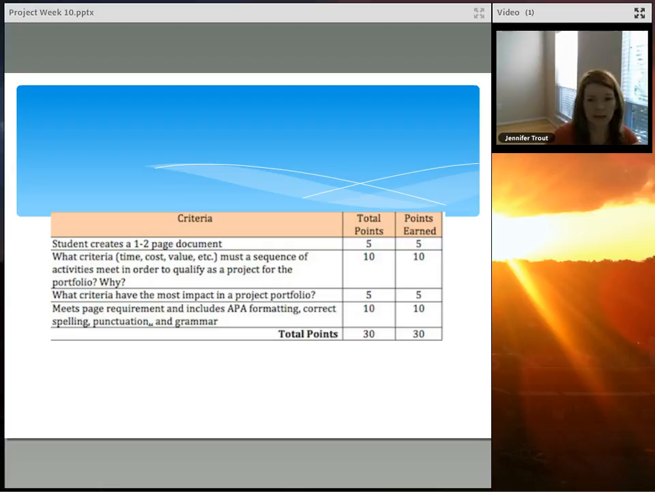Looking at the rubric, you have 5 points for it being 1 to 2 pages, 10 points that you've addressed the time, cost, values, etc., and the criteria most impacting the portfolio, and then of course proper APA formatting.